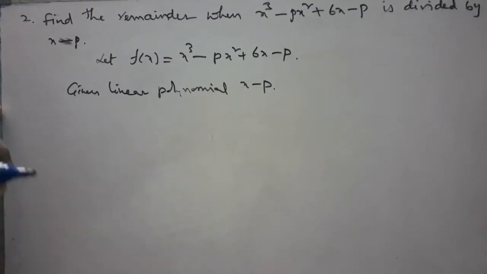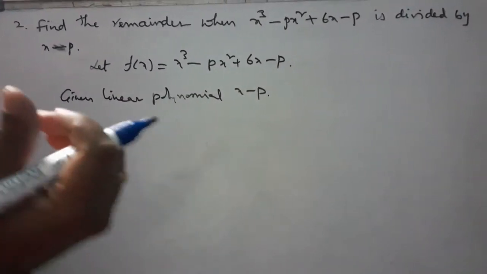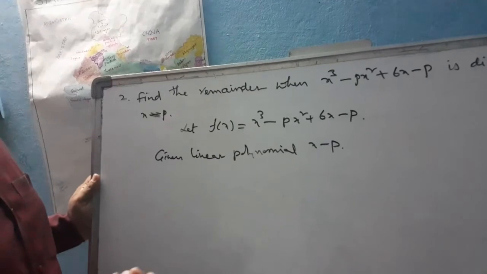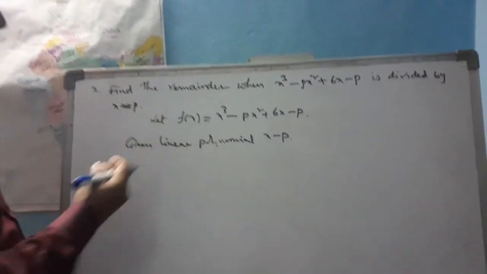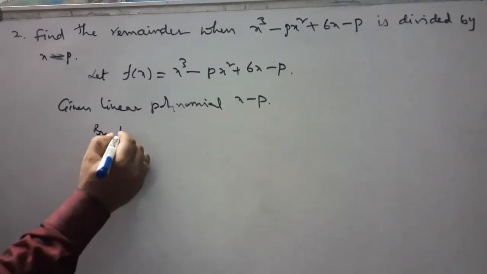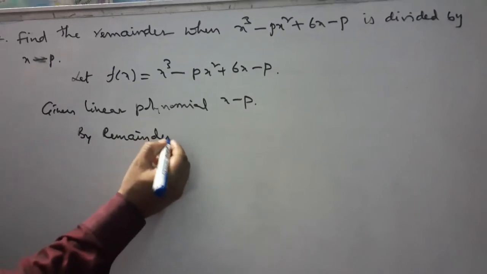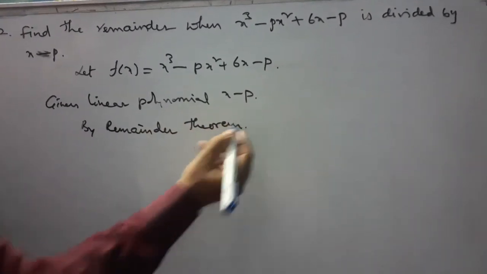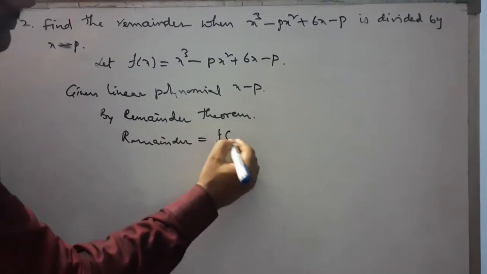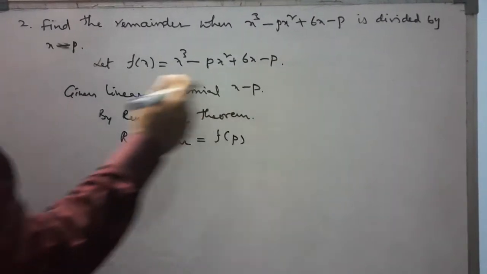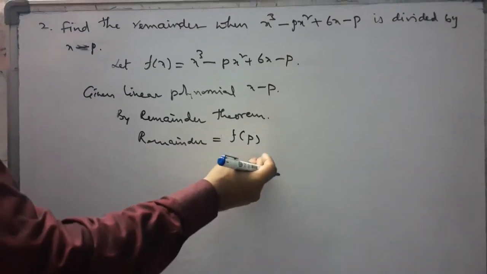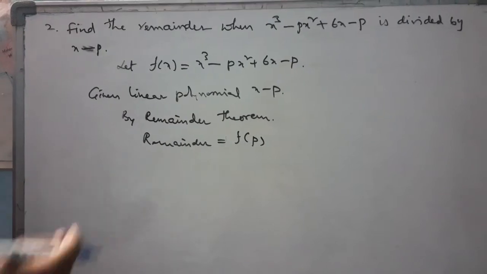If p of x is a polynomial of degree greater than or equal to 1 and x minus a is a linear polynomial, then the remainder is p of a. Here also it is the same thing, at the place we are taking f of x. So by the remainder theorem, the remainder is equal to f of p, where p is the 0 of the linear polynomial. So if you replace x by p in f of x, then we will get the answer.